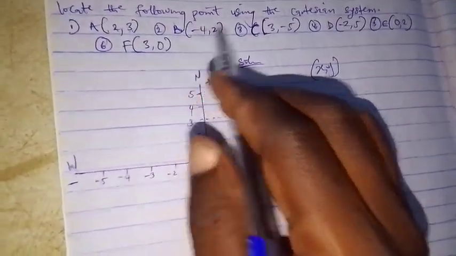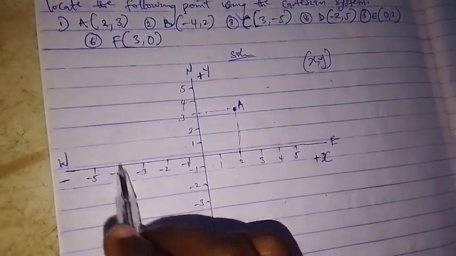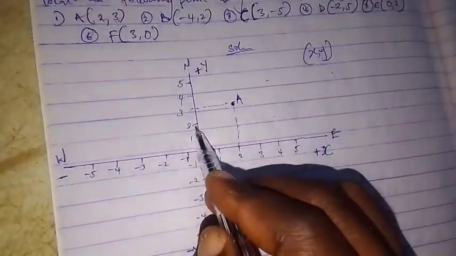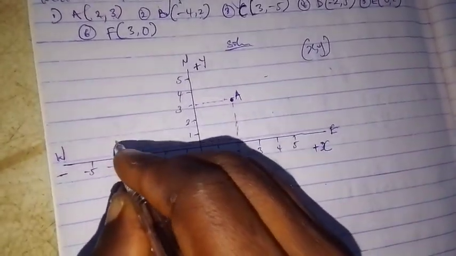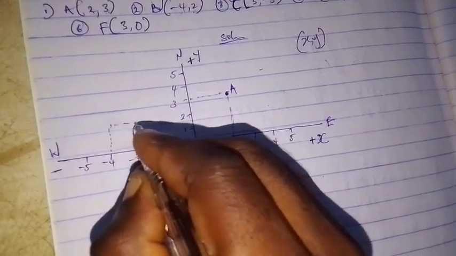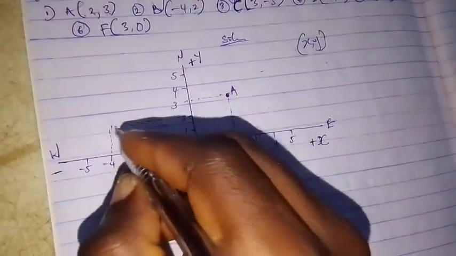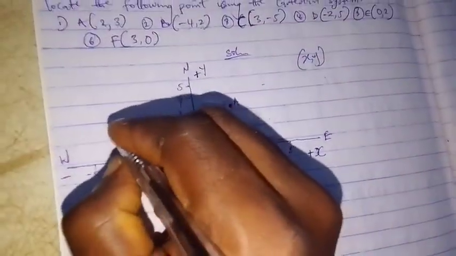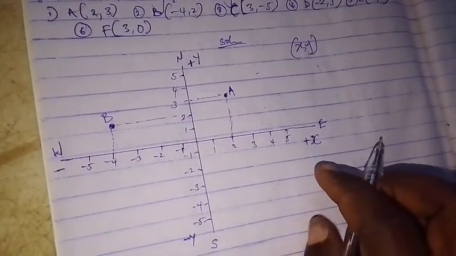Now let's check B. X is minus 4. We come to this side. This side is minus 4 for x, against plus 2 for y. So we locate here, trace like this and trace like this. This is where they met. So this point becomes point B. Is that understood?